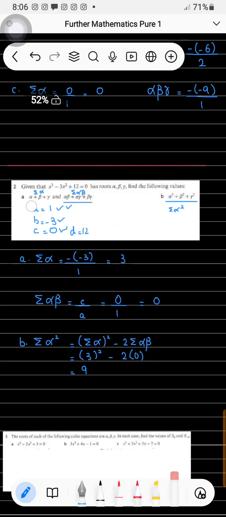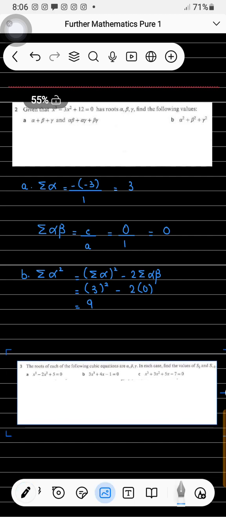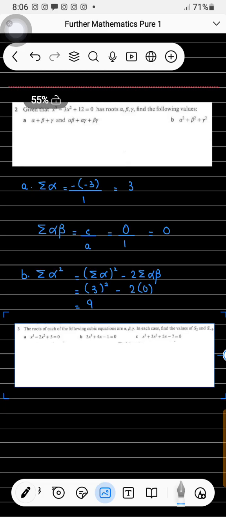So now I will move to the next part. Okay, wait for a bit. Yeah, wait here, let me move it upward. Yeah.